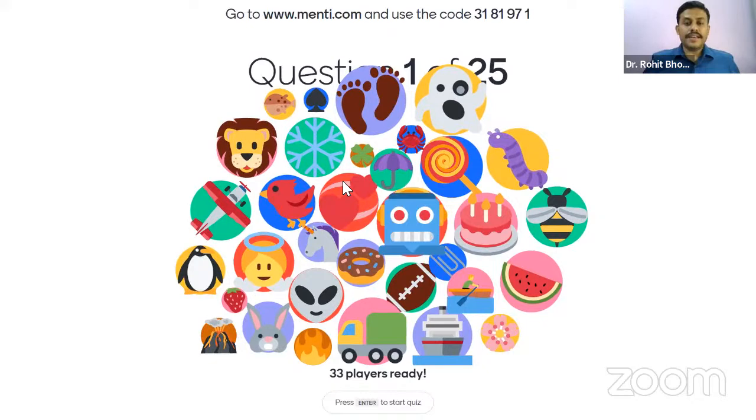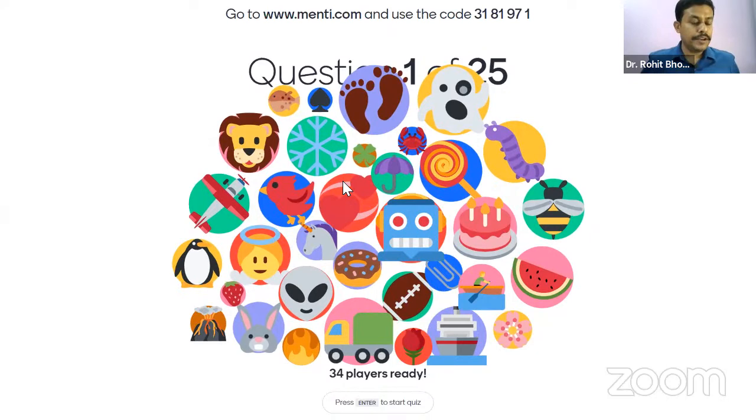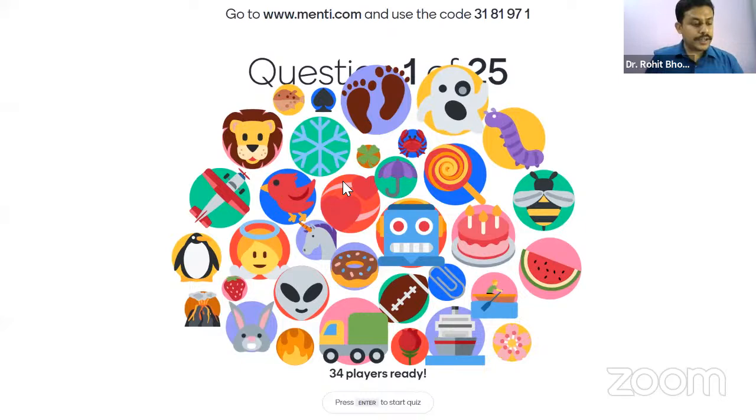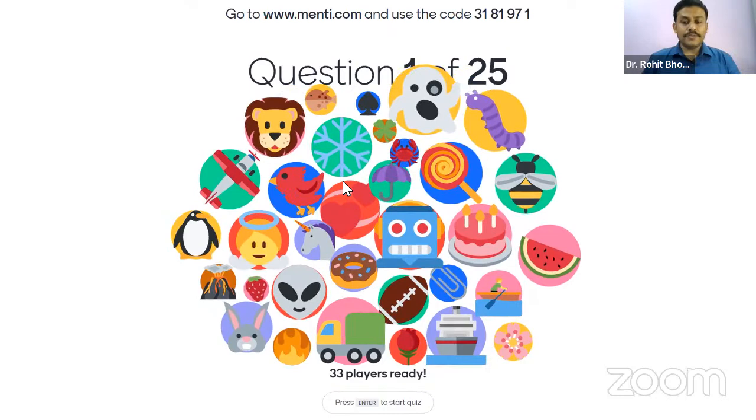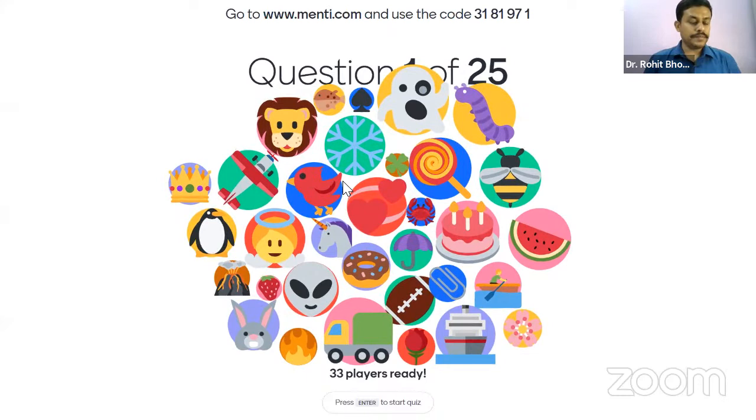And there is the reload option. Suppose the network lag is there, you are missing something, or a phone call came in between, only then you can reload, or you can put in the code number. That also I shared. But automatically, if you are logged in till the quiz is over, you can reload and join. But you may lose some questions in between.